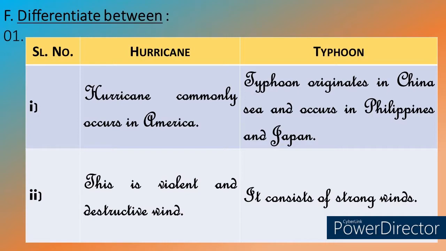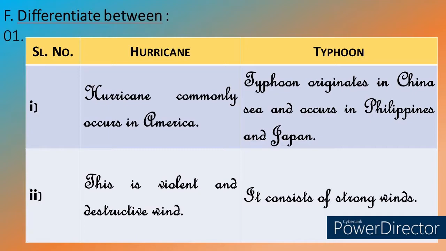So why are they saying like this? Because usually the origination of a cyclone will be somewhere. Everything is based on the atmospheric deviations or atmospheric pressure, the difference in the atmospheric pressure, you all know. Like that, here the typhoon originates from China and occurs in the Philippines and Japan.